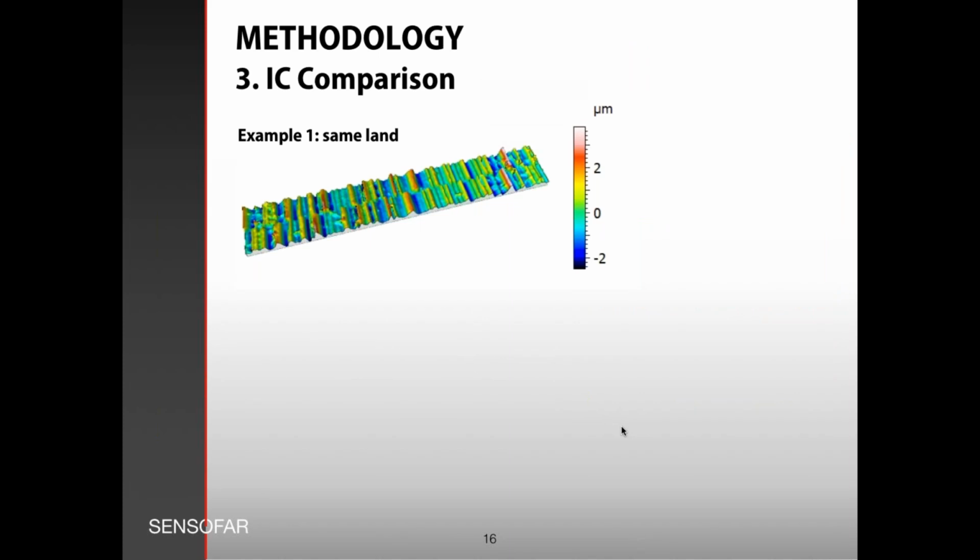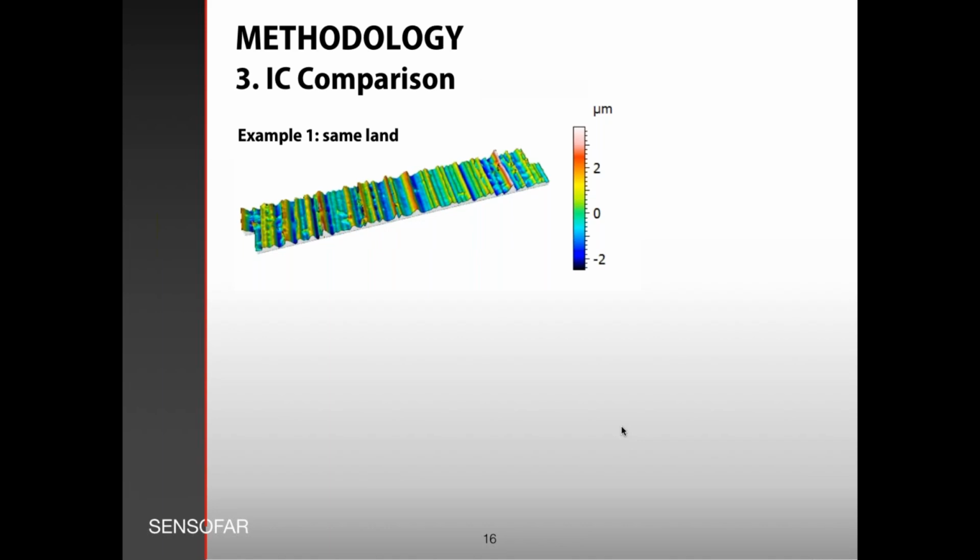The third step is the individual characteristic surface comparison. In this example, we have 2 measurements of the same land, done at 2 different moments with the same instrument. And if we try to do the side-by-side comparison of these IC surfaces, we will find a superposition like this one, which is showing a very good agreement.